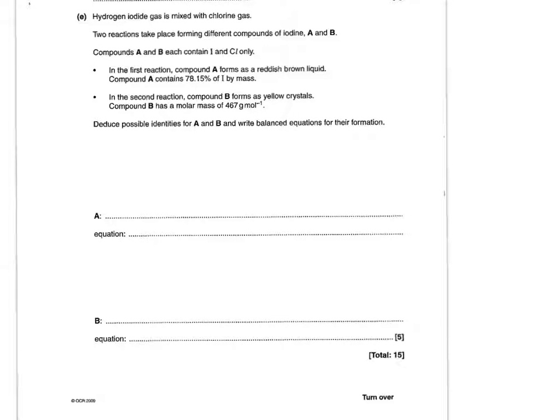So this one is quite applied because it talks about an innocuous enough reaction, hydrogen iodide gas being mixed with chlorine. But then it says 2 reactions take place forming different compounds of iodine, A and B. Compounds A and B contain I and Cl only. So there's no hydrogen and no oxygen in those particular compounds.